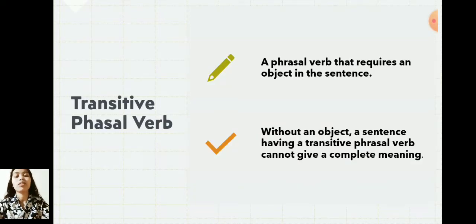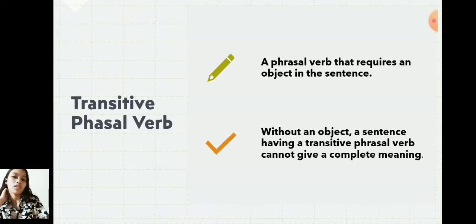A transitive phrasal verb requires an object in the sentence because without an object, a sentence having a transitive phrasal verb cannot give a complete meaning. So, if a phrasal verb already has a meaning, the transitive phrasal verb is the contrast, which means a transitive phrasal verb needs an object first to have its complete meaning.